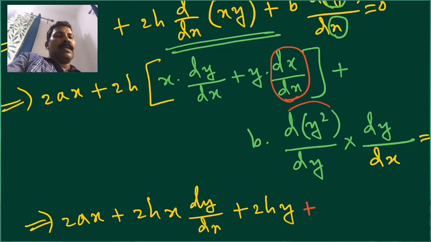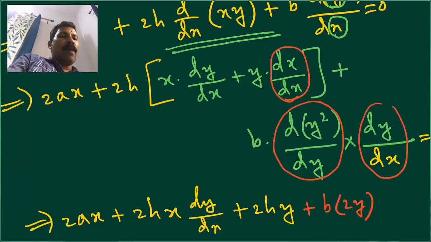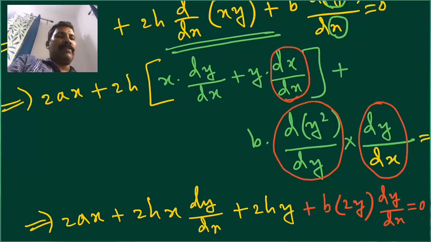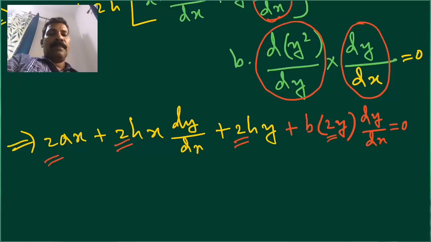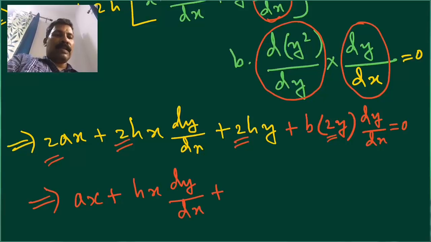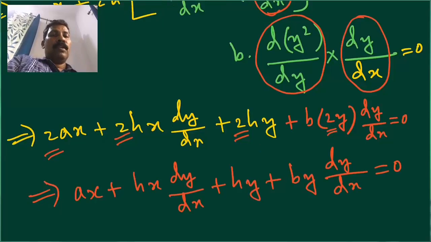And then plus b into, what is the derivative of y square with respect to y? So that is 2y, so b into 2y, then the derivative of y with respect to x, so we have to write it as it is, dy by dx. That is the requirement, we have to find the dy by dx only. Then you can see 2 is there every time, so we can take it outside and cancel it. Then which implies ax plus hx dy by dx plus hy plus by dy by dx is equal to 0.